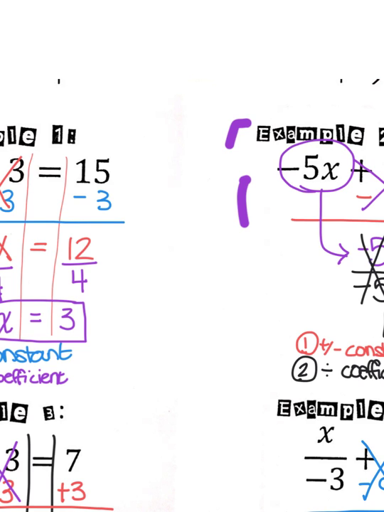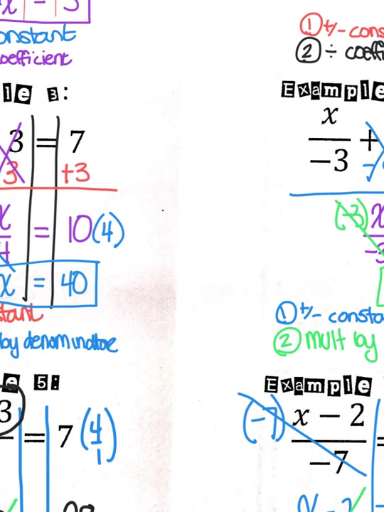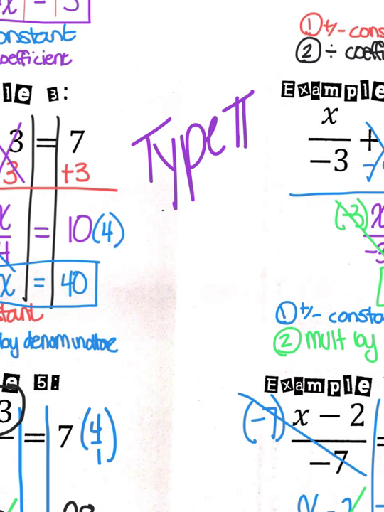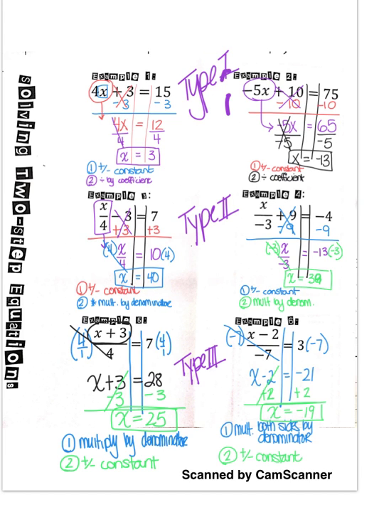Okay. So type 1 up top. And then type 2. And then type 3 in the middle. Be sure you have all the notes and everything taken down and all the steps in order for this to be complete.